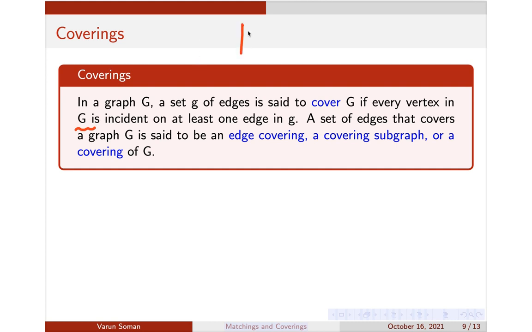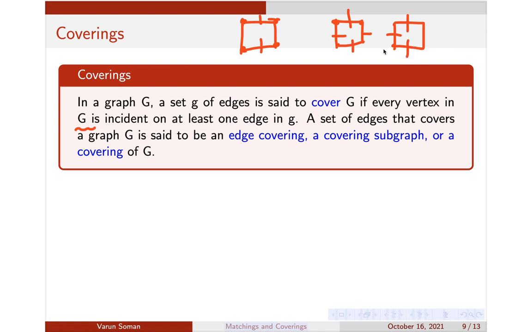For example, if I take this graph here and just take these two edges, it will be a covering because it is touching all the vertices. If I am taking all the edges, again that will be a covering because it is touching all the vertices. Or if I am taking three edges here, it will also be a covering because again it is touching all the vertices.